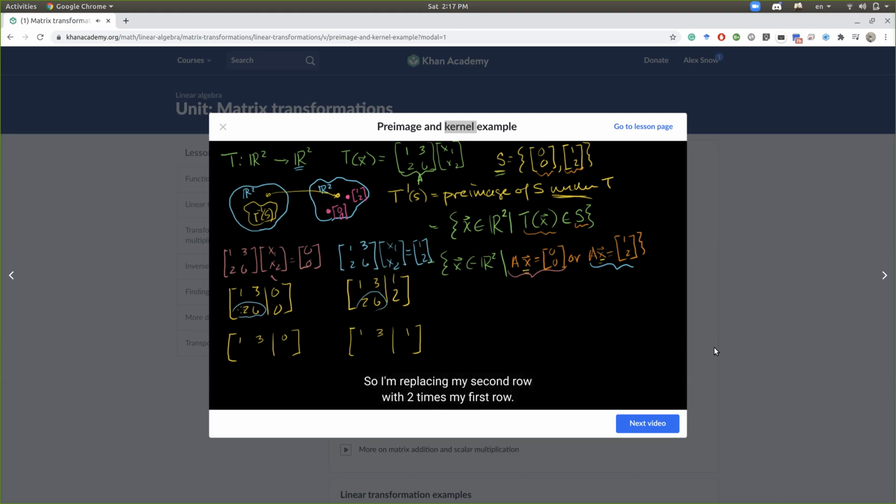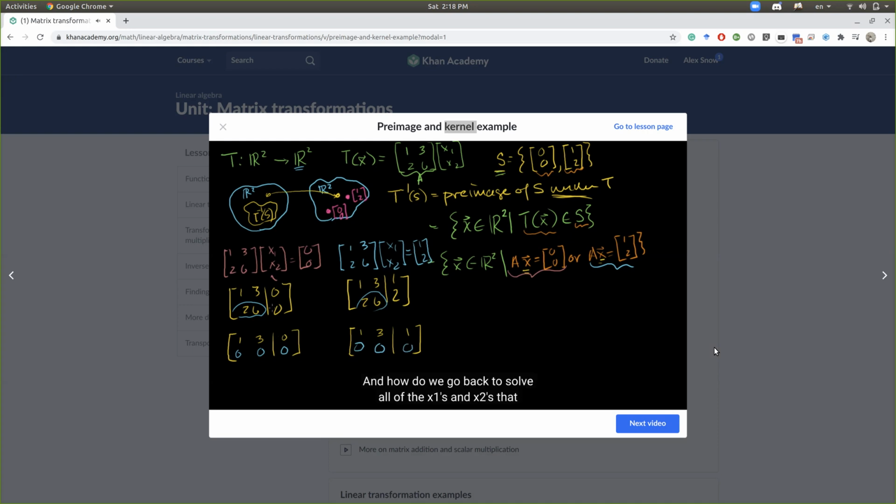So I'm replacing my second row with the second row minus 2 times my first row. So 2 minus 2 times 1 is 0. 6 minus 2 times 3 is 0. And of course, 0 minus 2 times 0 is 0. Here, 2 minus 2 times 1 is 0. 6 minus 2 times 3 is 0. And 2 minus 2 times 1 is 0. So we get all these zeros, and we're actually done. We have both of these augmented matrices in reduced row echelon form.